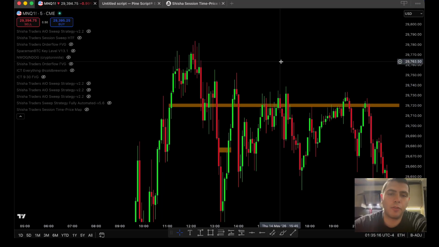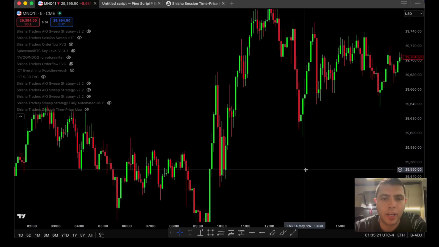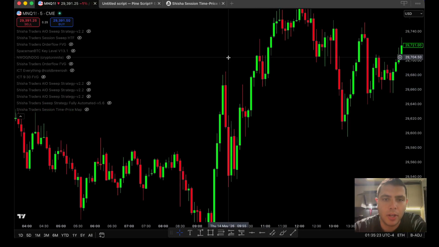And yeah, the fourth thing, how to find them very fast. To find them very fast, you just need to go V shape. Literally V shape. So you see the market pump, instantly reverses.